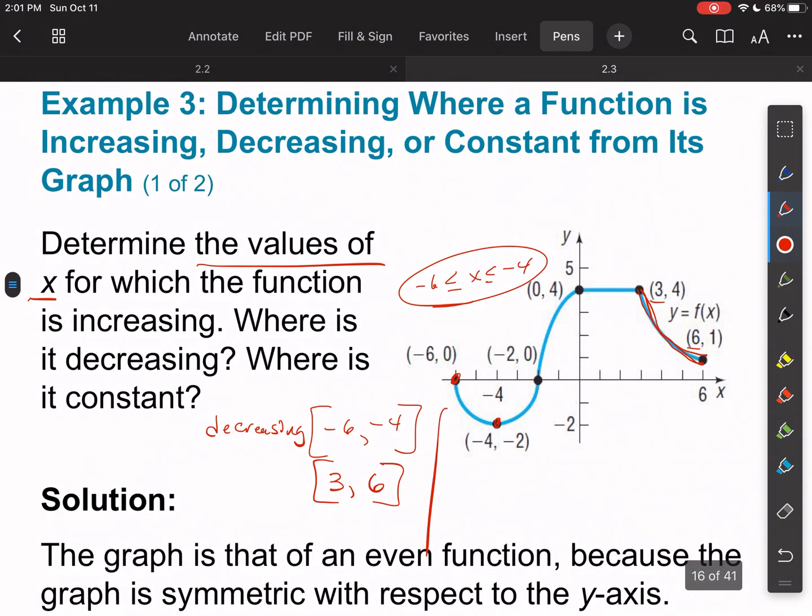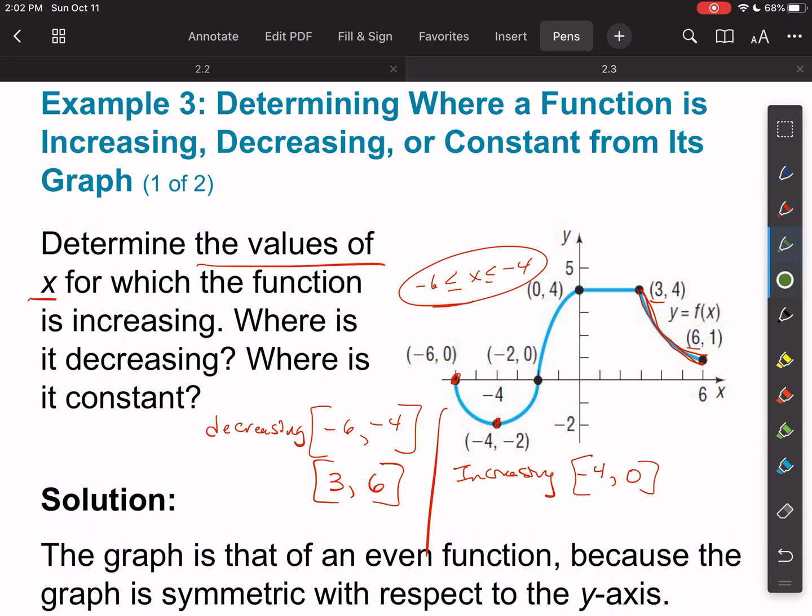Yeah, sorry it's not more clear on whether or not they're going to make you do one versus the other, but that's okay. So then for increasing, that would happen from the x values of -4 to 0.